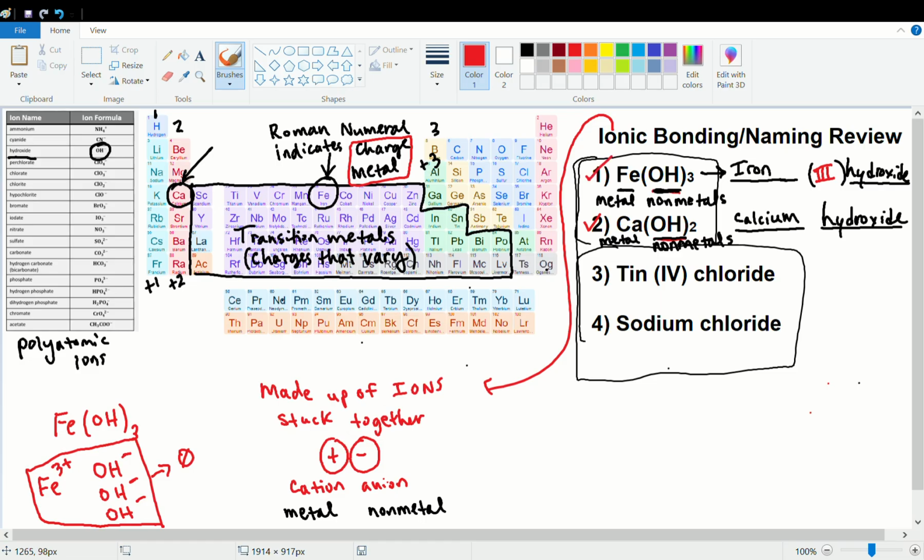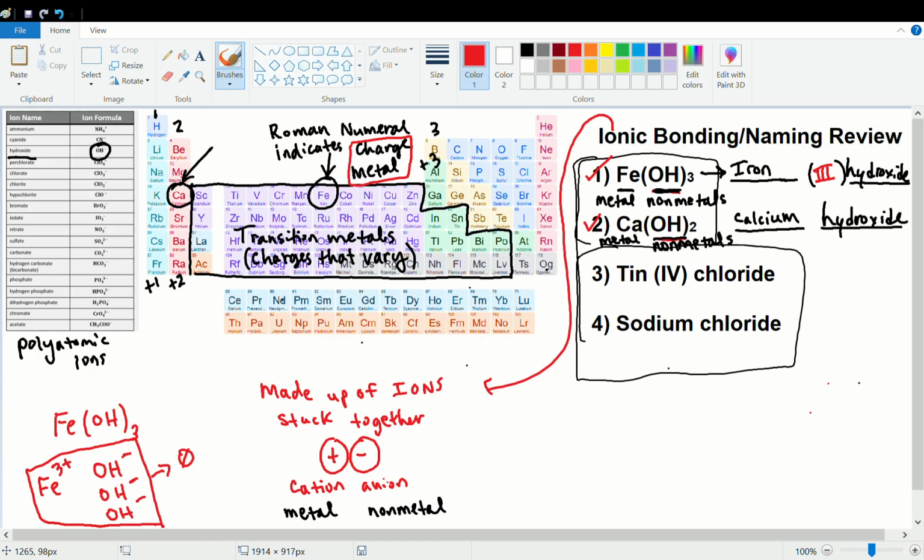And so the only difference here is that in the first case, for the iron, I'm including a Roman numeral to show the charge of the iron, whereas in the second case, for calcium, I don't have to do that. Okay, let's move on to tin chloride and sodium chloride.